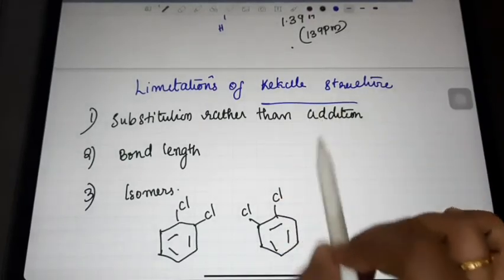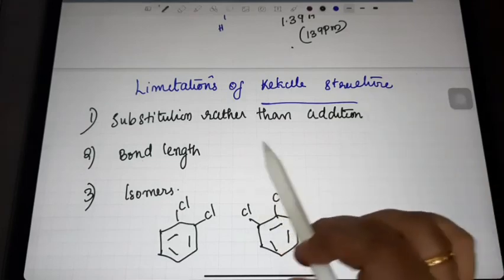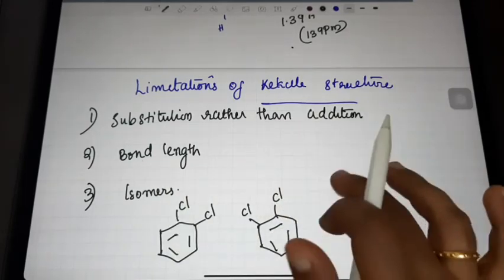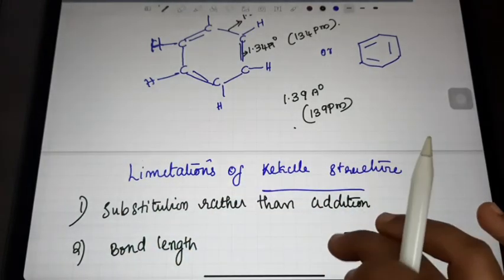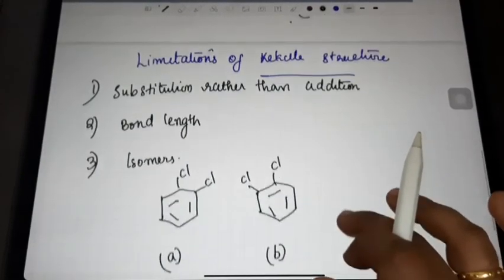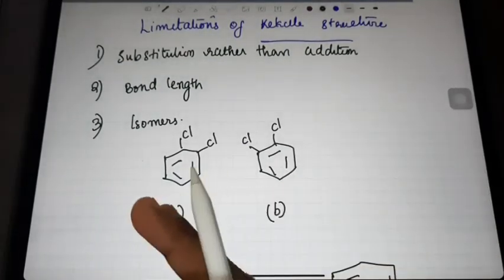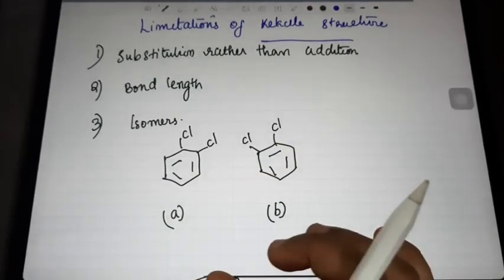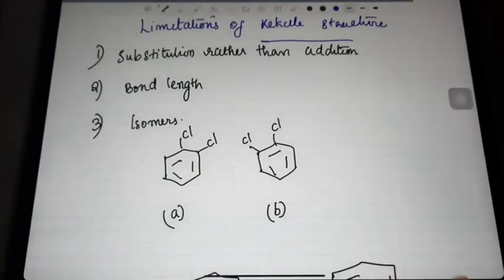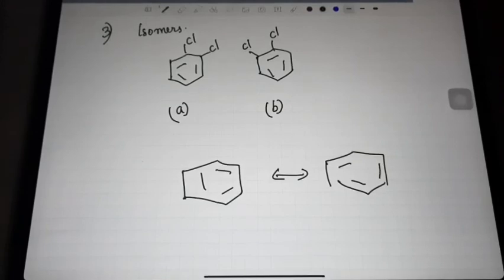First, we said the benzene ring has double bonds, yet it prefers substitution reactions rather than addition. Next, we said the bond lengths of all the carbon atoms in the benzene ring are identical. Then the third thing, the isomers: whether it is a single bond or double bond, the adjacent positions of substitution form the ortho disubstituted product, which is important. That's why Kekule suggested the oscillating nature of benzene.